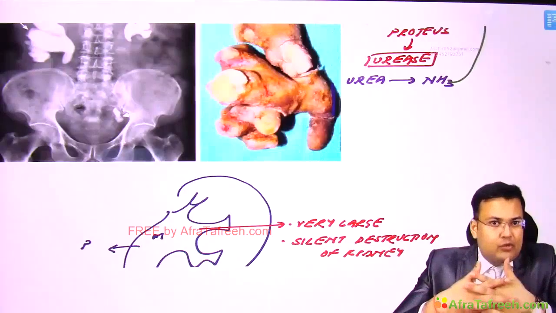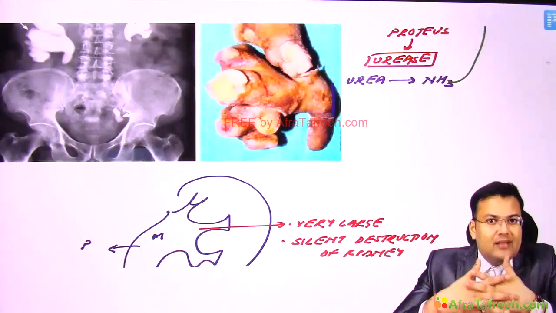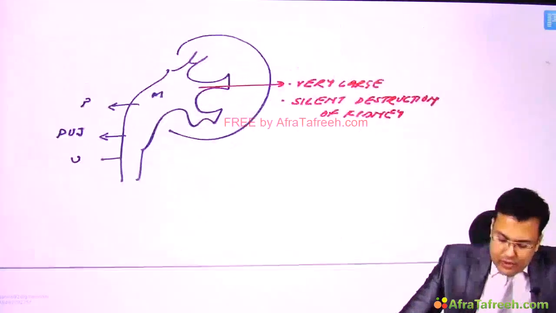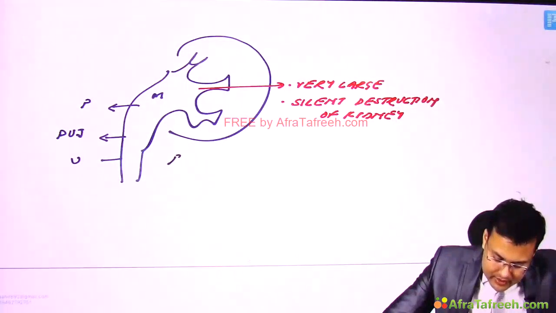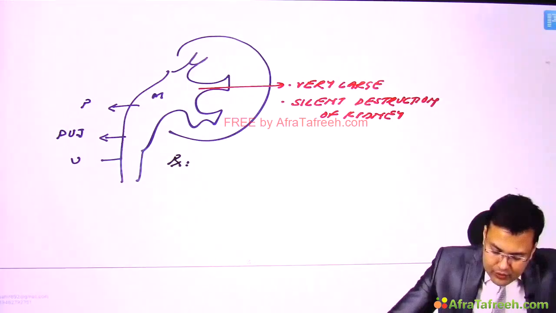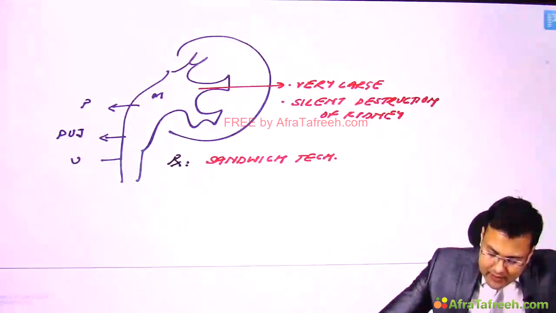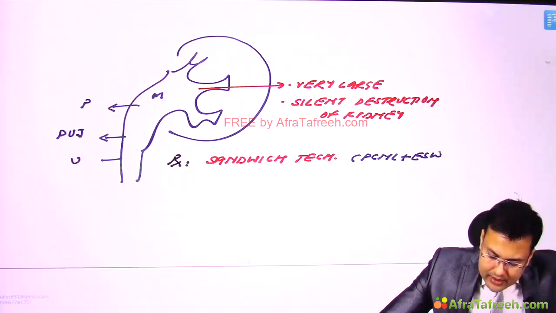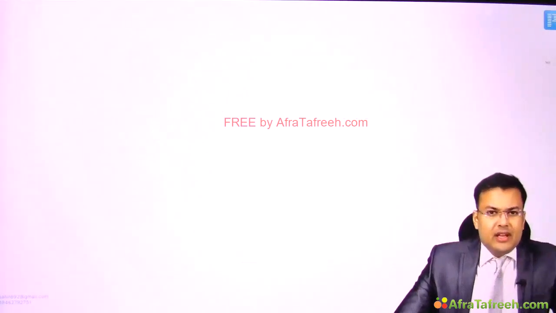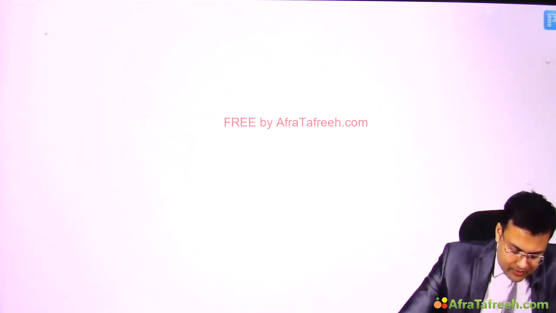Since we are using both of these techniques together, this is known as what? Sandwich technique. So how do we remove these stones? By sandwich technique. Clear? And in this sandwich technique, what are we going to use? PCNL plus ESWL. Next is cystine stone.